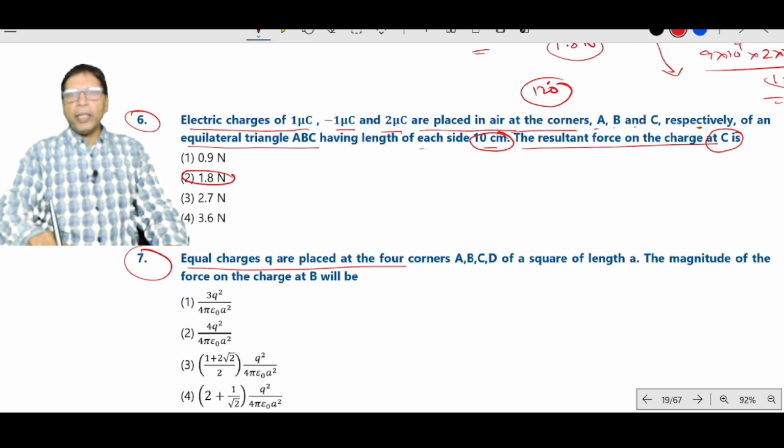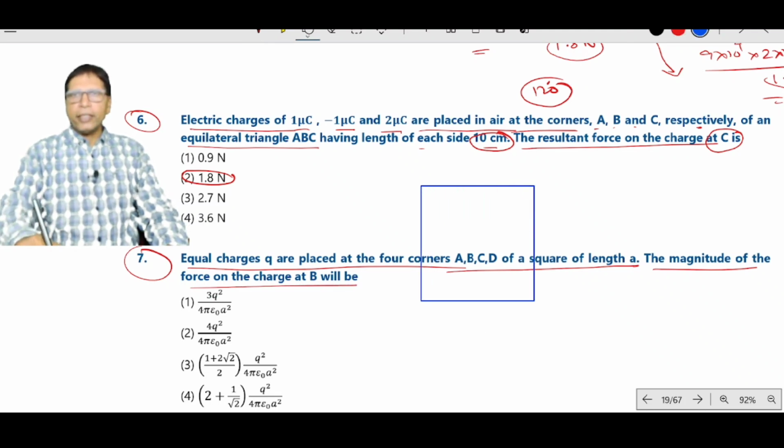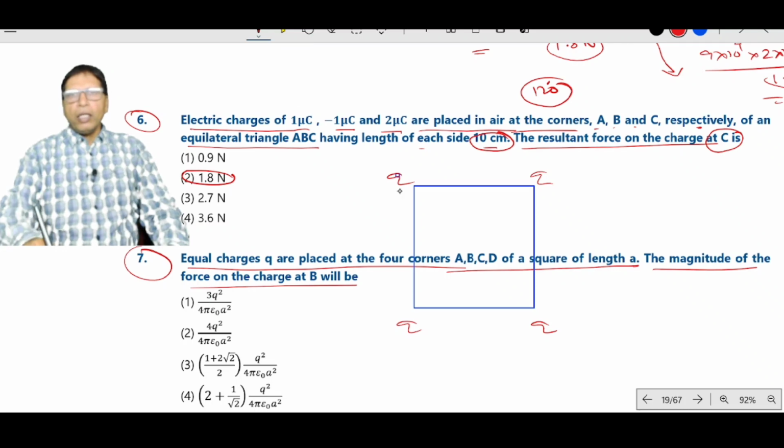Equal charges Q are placed at the four corners A, B, C, D of a square of side A. The magnitude of force on the charge at B will be. Look at this. This is a square. Here the charges are Q, Q, Q, Q. This is A, this is B, this is C, this is D. Now we have to calculate the force on charge Q at B.